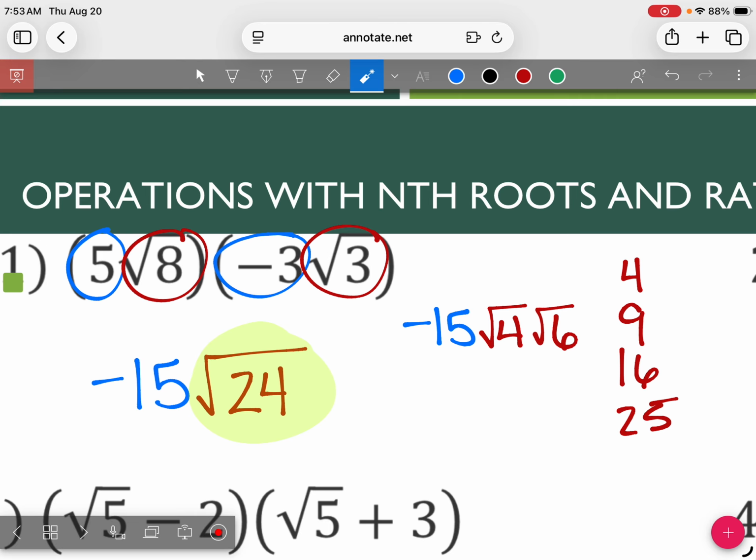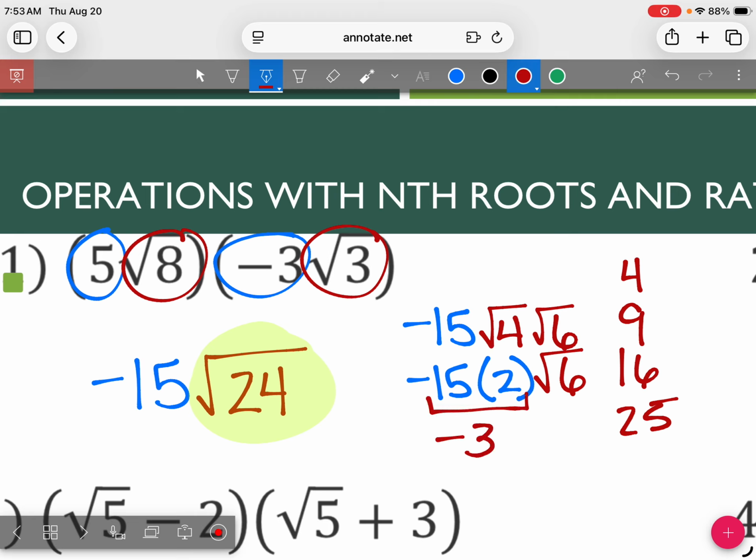Changes to -30? Yes, and the reason why it does is because the square root of 4 is what? That changed to a 2. The 6 had to stay. And when you multiply those, you get -30 square root of 6. And that would be your final answer.